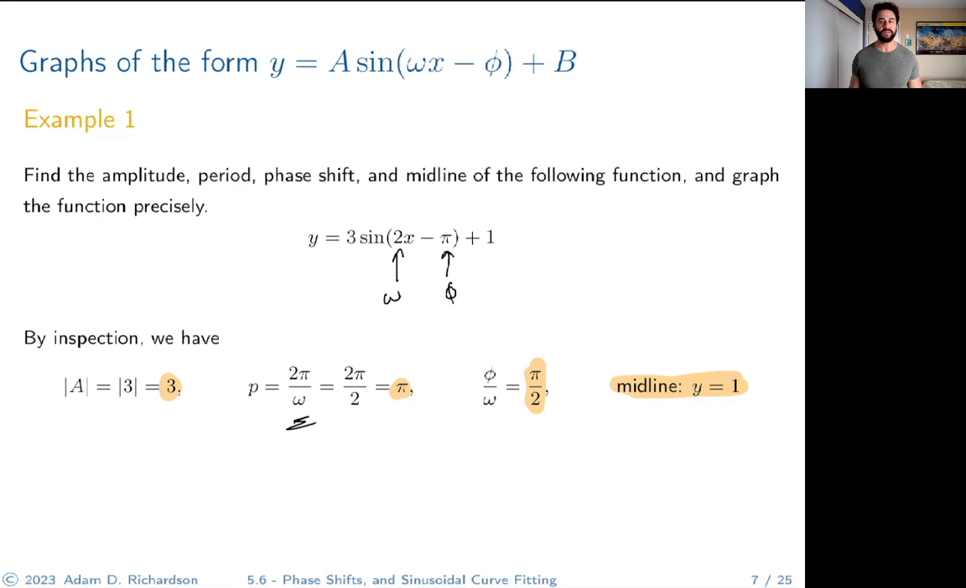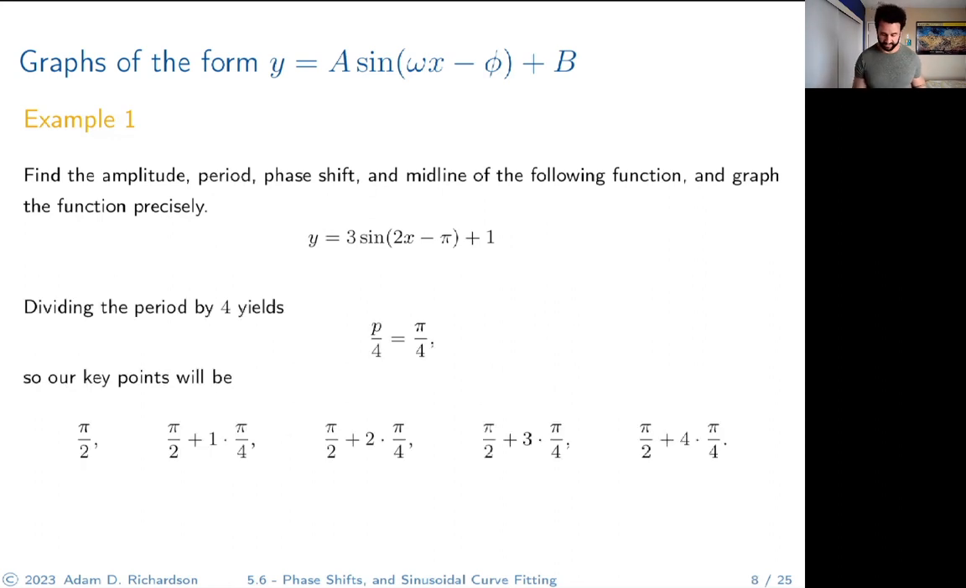Okay, so now we have all the info we need: amplitude, period, phase shift, and midline. Now we just have to find the key points. So how do we find the key points? We're going to take the period and divide it by 4. The period we just found was pi, so we're going to take pi and divide it by 4. And then our key points are just going to be our phase shift plus 0 pi over 4, 1 pi over 4, 2 pi over 4, 3 pi over 4. Just like right down here.